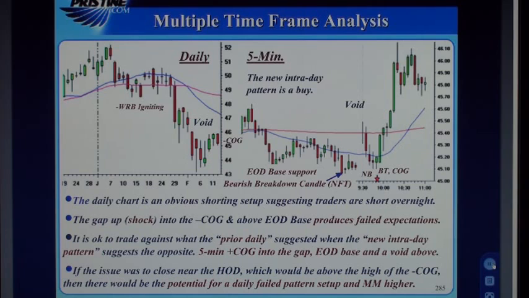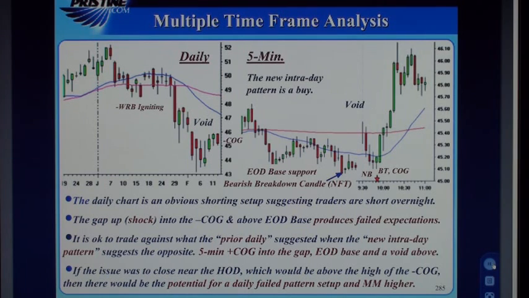Well, it's okay to trade against the prior daily, suggested when we have a new intraday pattern. We had a 5-minute pullback and a bullish changing of the guard into the gap fill, and an end of day base which moved up above. So as a short-term trader looking for a scalp type of trade that might last 15 minutes or a half hour or so, here is an attractive pattern. A PBS type of pattern into a gap fill, narrow body, bullish changing of the guard, and looking for a move higher from there, at least to and above the high of the day.